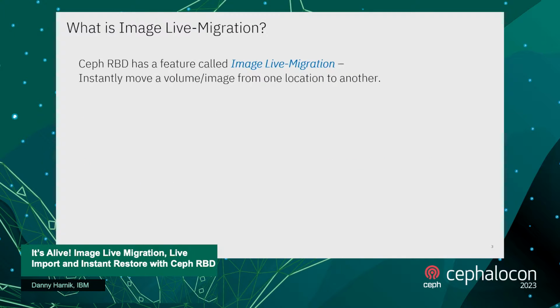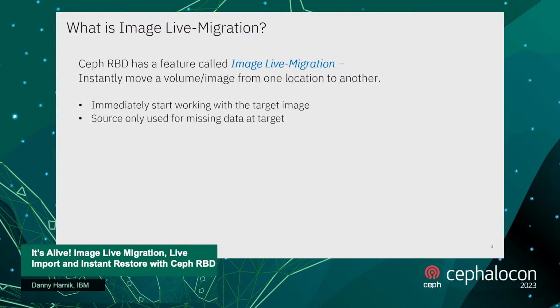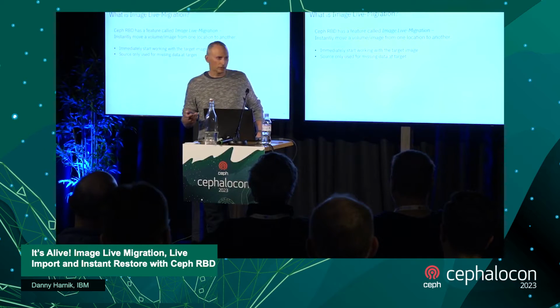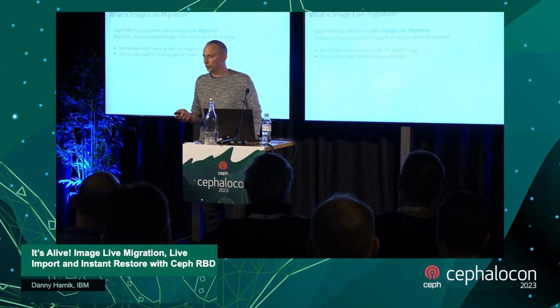Okay, so what is image live migration? The idea is to instantly move a volume from one location to another. What do we mean by instantly? You can't move the data instantly, but you want to immediately start working and have data. So you have a target and source, immediately start working on the target, but the data is in the source, and you can use that as you go. Basically, it's what's called post-copy migration, known from a number of implementations.